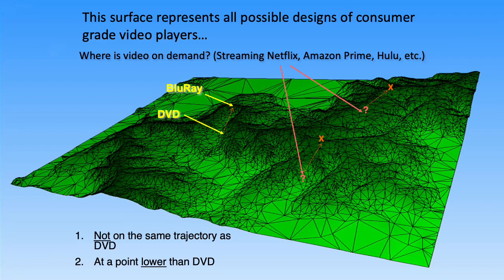But it actually had something that other things didn't have, right? First of all, it's not on the same trajectory as a DVD. It's a completely different technology that actually solves the same problem. I can sit at home and watch a movie. Great. But the key is that wherever Netflix started, it was at a lower point than the DVD was. It actually was a worse product than the DVD.